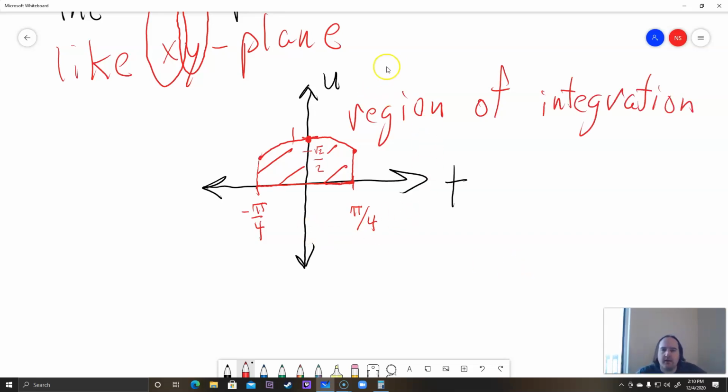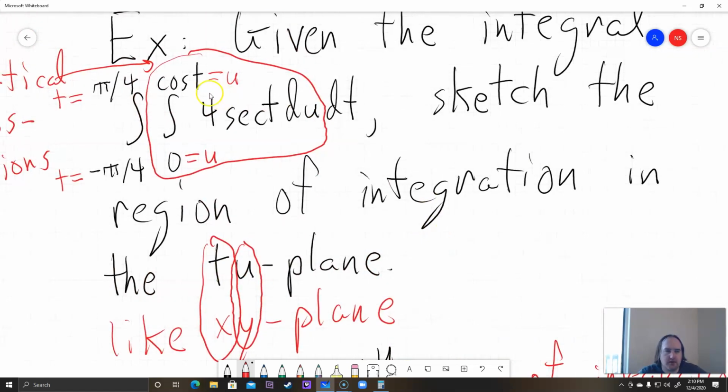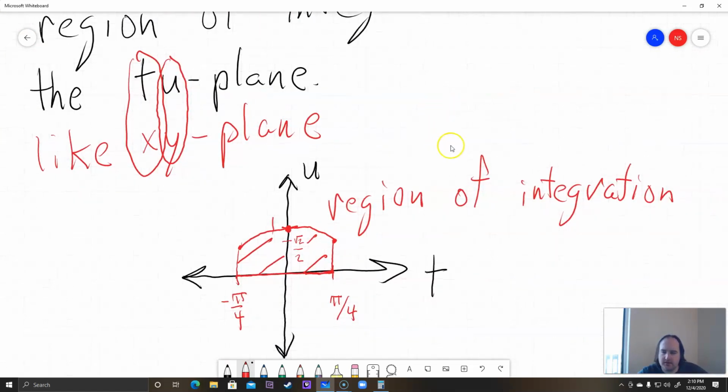All right, and then I'm not actually going to do the integral here. But to do this integral, obviously you want to do the inside first. So you integrate secant using the formula for the integral of secant. And that formula should be on your Calculus 1 and Calculus 2 formula sheet. And then you're going to plug in cosine of t and 0 for u. Okay, so I'll let you do that in your homework.